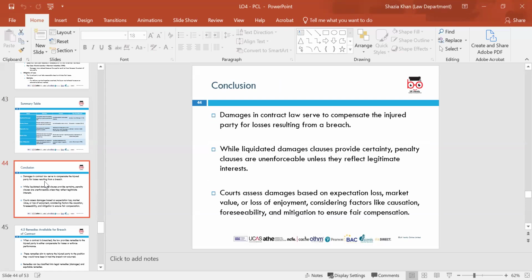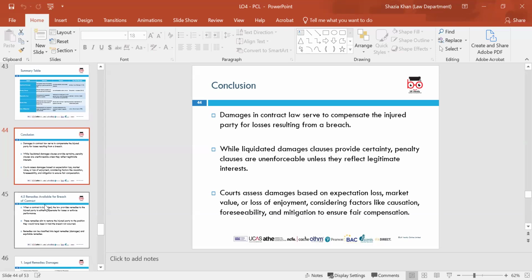So in conclusion, damages in contract law serve to compensate the injured party for losses resulting from a breach, while liquidated clauses provide certainty. Penalty clauses are unenforceable unless they reflect a legitimate interest, and courts would assess damages based on expectation loss, market value, or loss of enjoyment, considering factors such as foreseeability and mitigation.